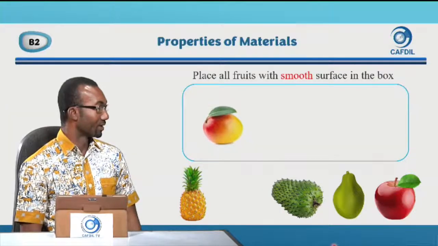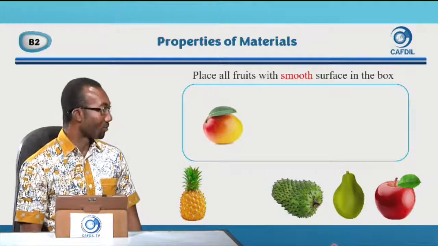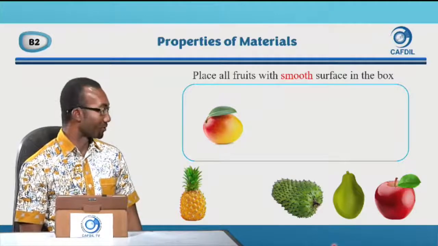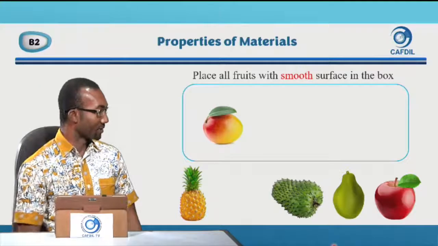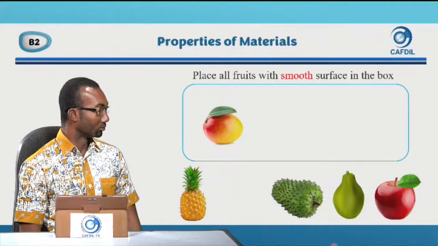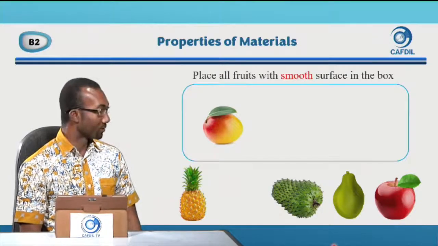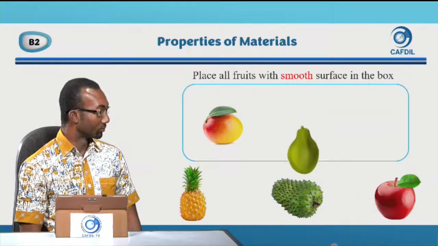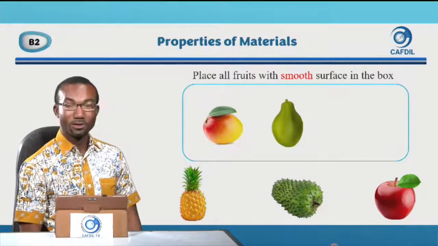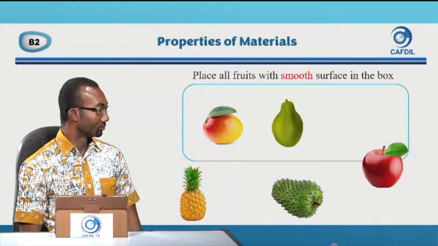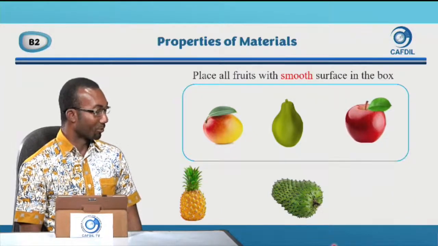Yes, the mango first. This mango has a smooth surface. It's left with the pineapple, the apple here, the two apples, and the pawpaw. Do you have another fruit with a smooth surface? Yes, we have the pawpaw. So the pawpaw also has a smooth surface. It's left with three. Yes, and the apple as well.